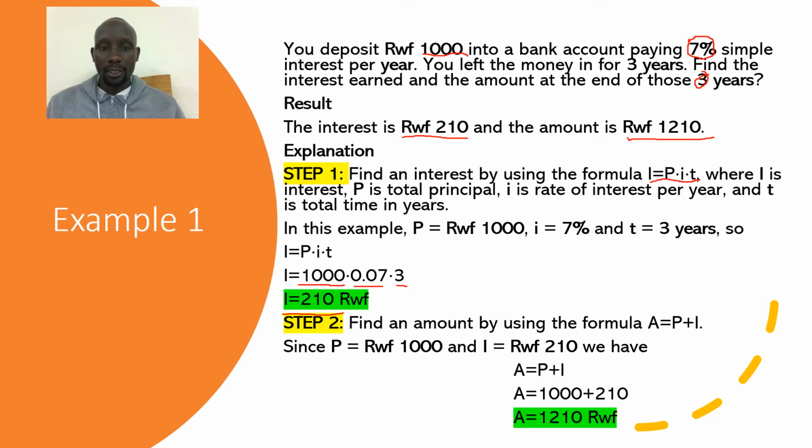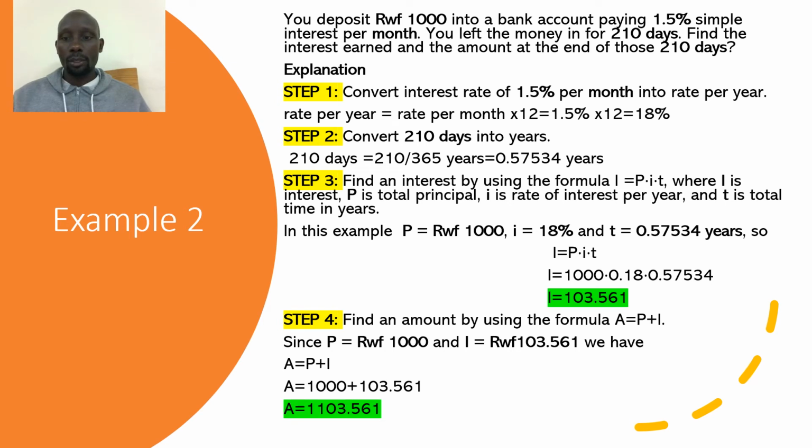210 Rwandan francs. And then for step 2, to find the amount, we use the formula: we get our principal, which is P, plus our interest. So we shall have our principal as 1,000 plus our interest, which is 210. So our final answer will be 1,210 Rwandan francs. So that will be our total amount.